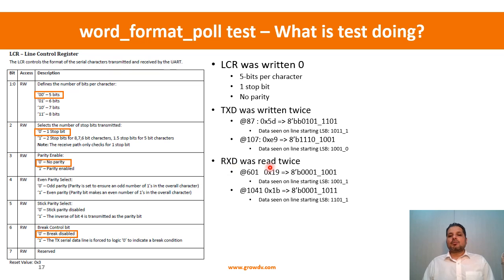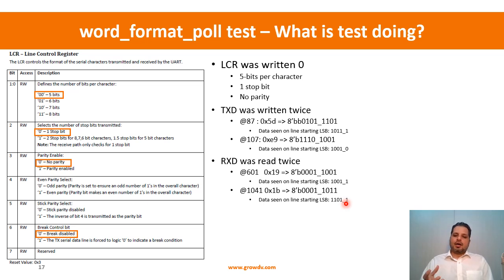Similarly, for the read at timestamp 601, we saw that hex 19 has been received. When we convert it to binary, it looks something like this. So on the line, we will again be seeing 1001_1 being received for the first character, and the second character was 1B. This is the binary representation. Again, starting from the LSB, we will be seeing 1101 and _1. This is the order in which we will see the data on the line.